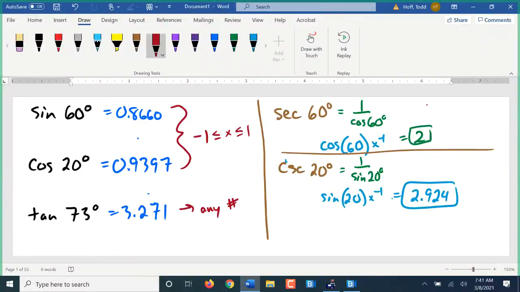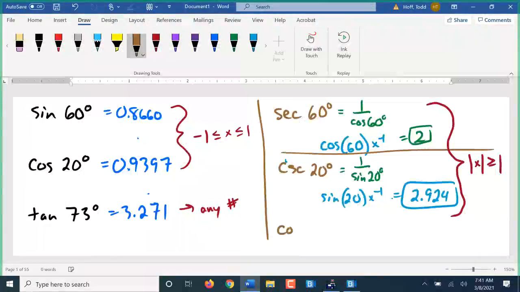Now for secant and cosecant, since they are reciprocals of sine and cosine, the absolute value of their values has to be greater than 1. That means either it's smaller than -1 or larger than +1. They cannot be between -1 and 1.